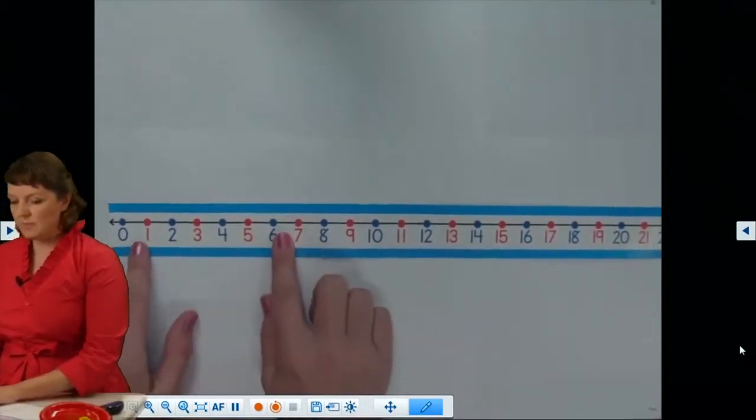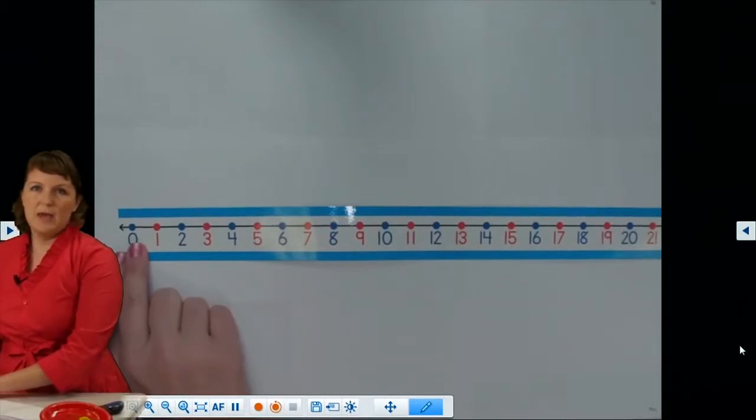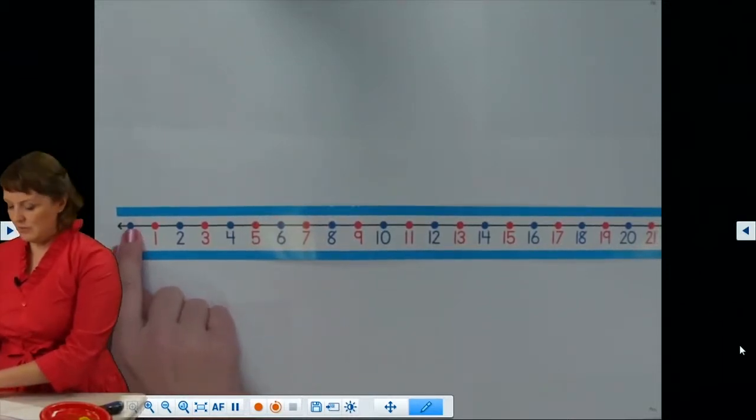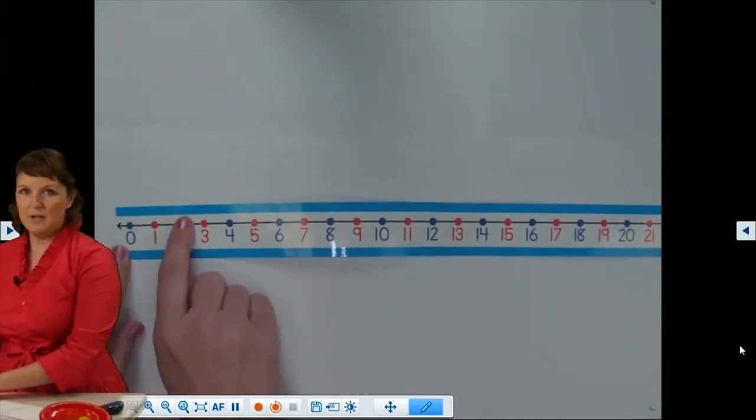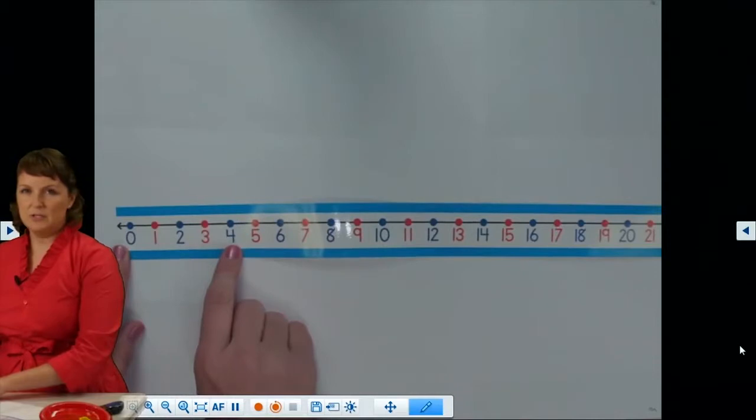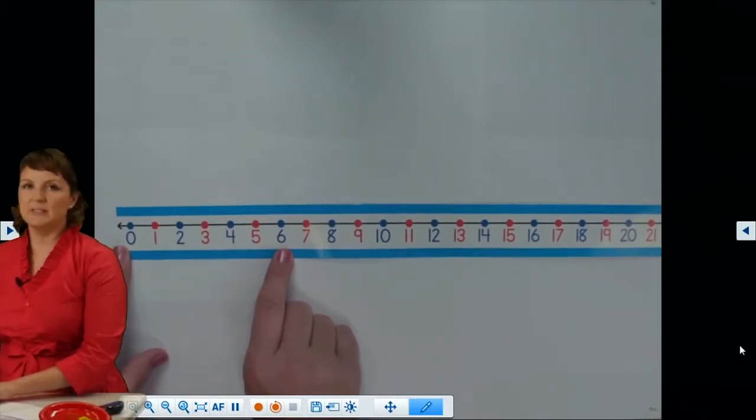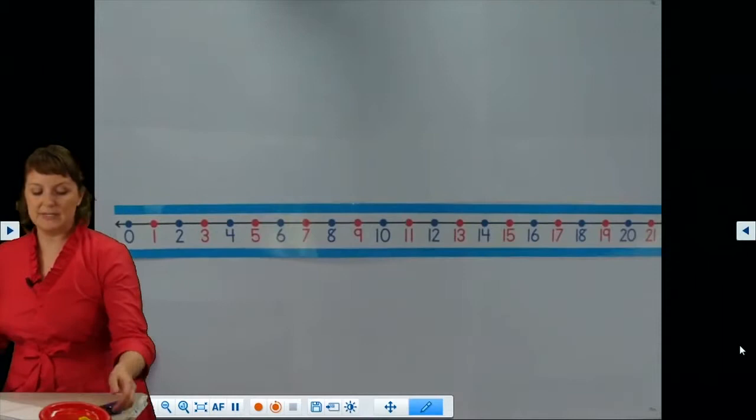All right, so we're going to do the problem 3 times 2. That means I'm going to start at 0, and I'm going to make 3 jumps each time in increments of 2. So I'll start with 0, and I'll jump 2. That's 1, jump another 2, 2, and 3. So when I jumped 2 three times, my answer is 6. So 3 times 2 equals 6.